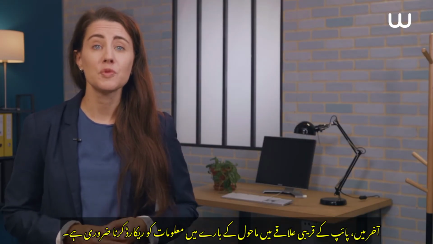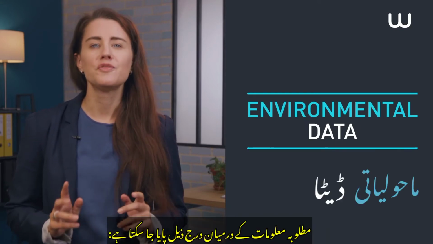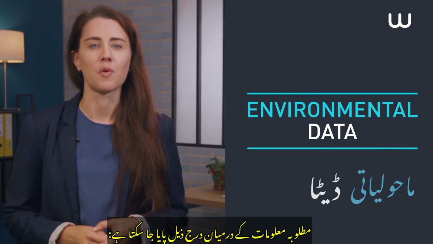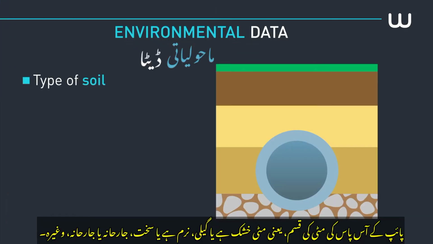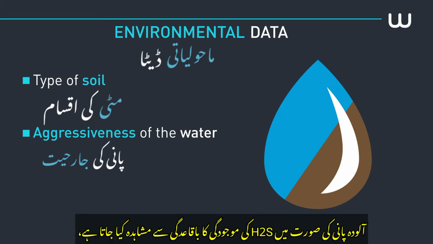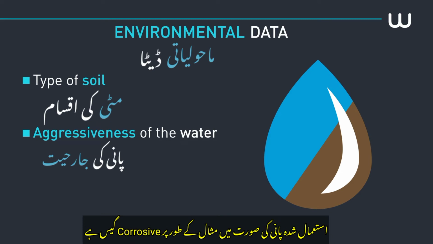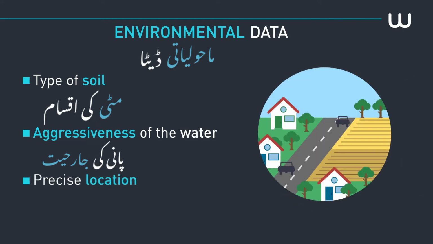Lastly, it is important to record information about the environment in the pipe's immediate vicinity. The following can be found amongst the information required. The type of soil surrounding the pipe, i.e. whether the soil is dry or wet, soft or hard, aggressive or not aggressive, etc. The aggressiveness of the water circulating in the pipes. In the case of wastewater, the presence of H2S is regularly observed, which is a highly corrosive gas for pipes, for example.